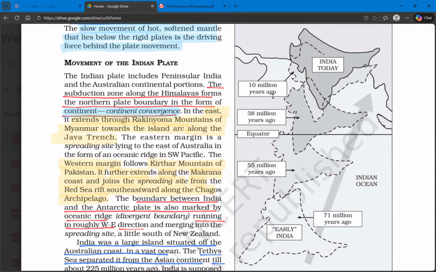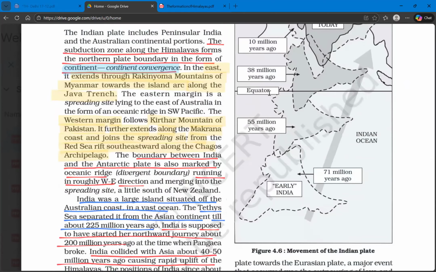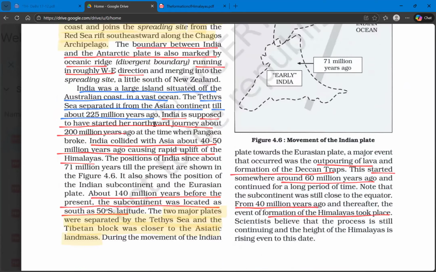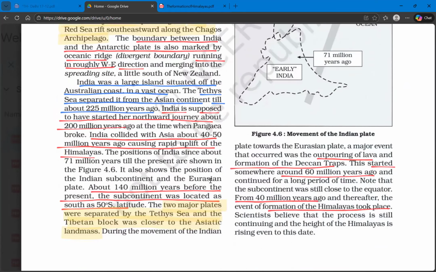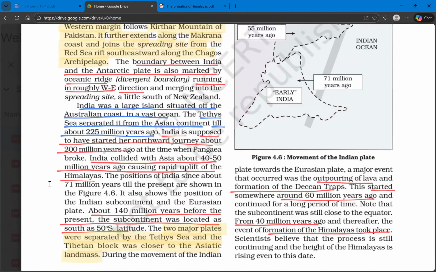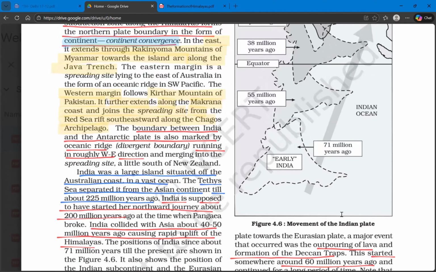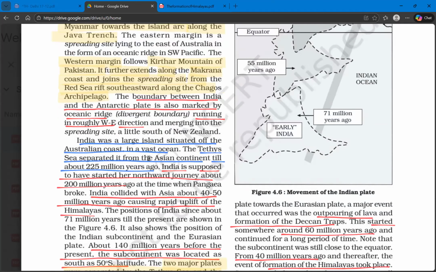And by 10 million years ago, it has collided with the Eurasian plate. It also shows the position of the Indian subcontinent and the Eurasian plate. About 140 million years before the present, the subcontinent was located as far south as 50 degrees latitude. So if this is the equator, and if we assume that this is the 50-degree latitude, this is the distance between the equator and India around 140 million years ago.